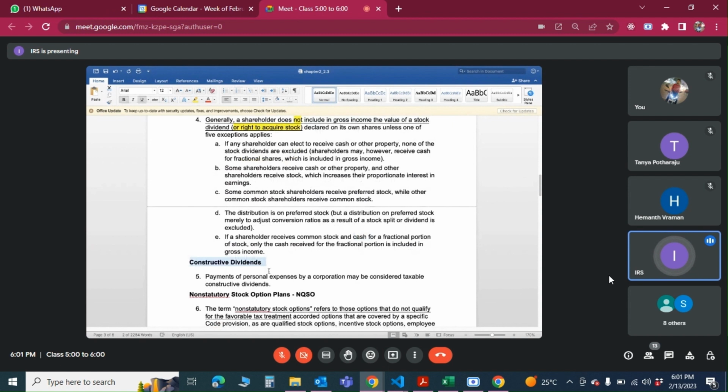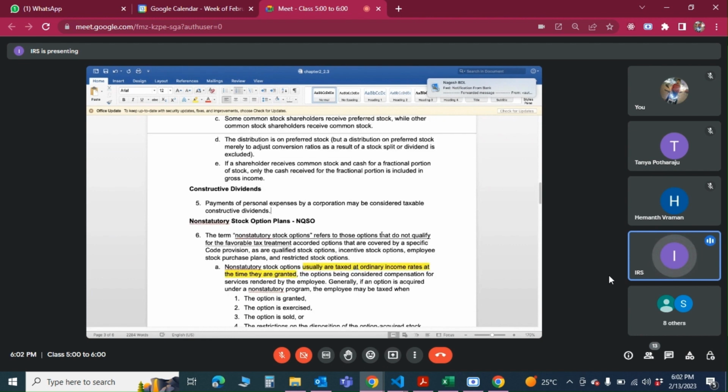Constructive dividends, for example payment of personal expenses by the corporation. The corporation says to a major or very important shareholder, hey, you don't have to pay your car's EMI. We'll take care of it. Don't worry, you've been one of the best investors in the company, you put in so much, we'll do that much for you. So that is a benefit the person is getting, and it can be considered a constructive dividend. The dividends are not actually declared or released, but still under constructive dividend, it can come up as taxable income.